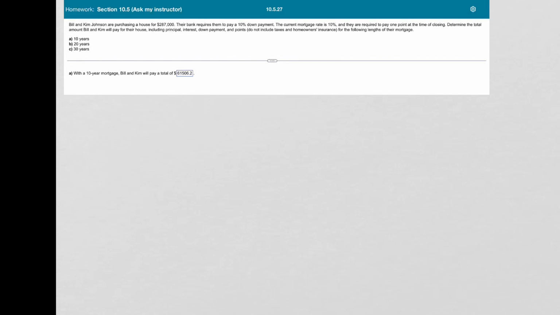In this problem, it says that Bill and Kim are purchasing a house for $287,000. Their bank requires them to pay a 10% down payment. The current mortgage rate is 10%, and they are required to pay 1 point at the time of closing. We want to determine the total amount they will pay for their house, including principal, interest, down payment, and points for the following lengths of their mortgage. And then we have 10 years, 20 years, and 30 years.